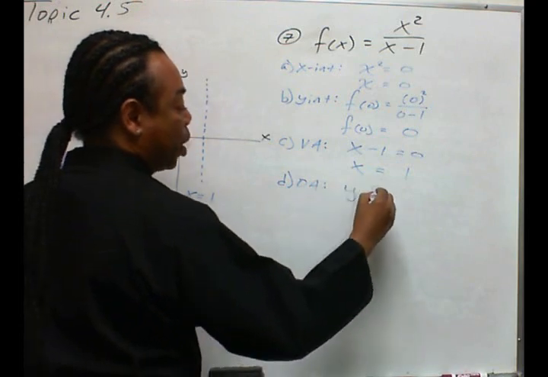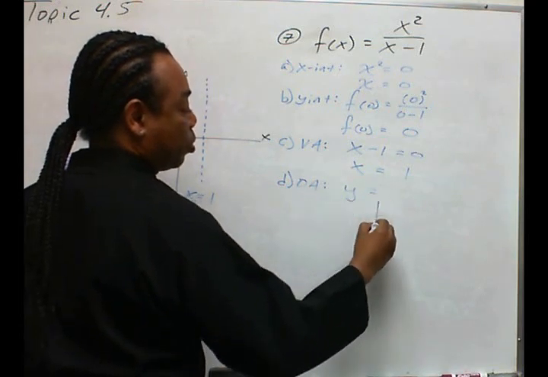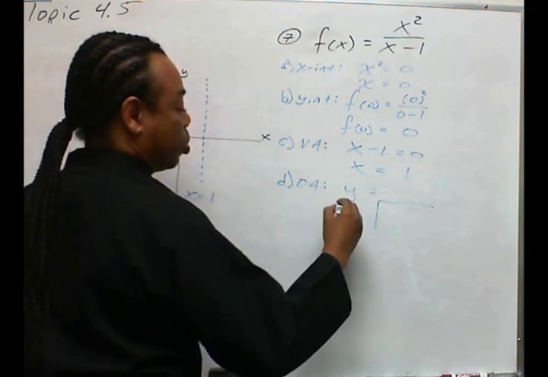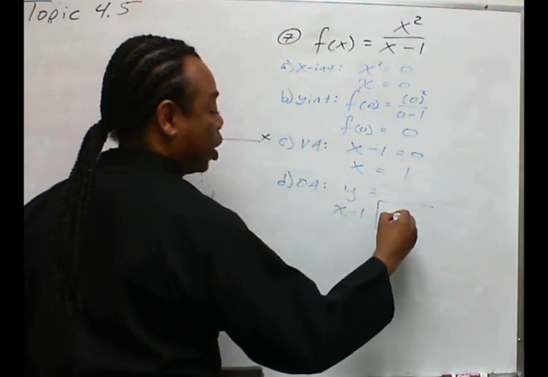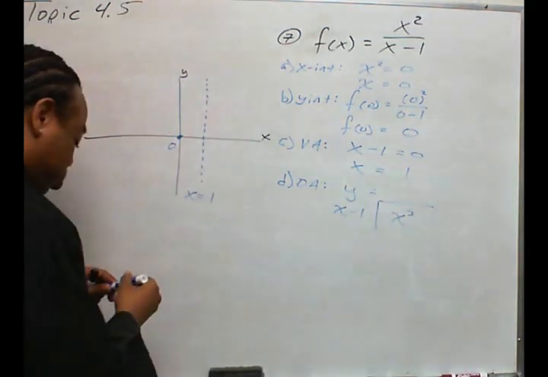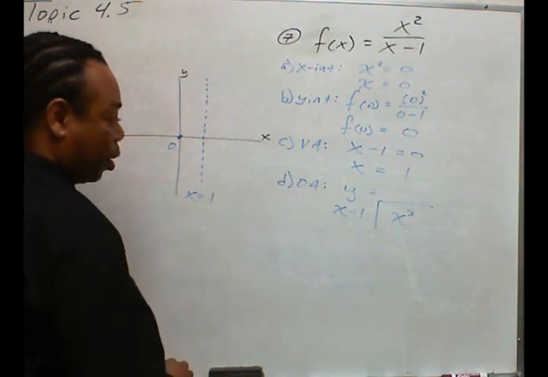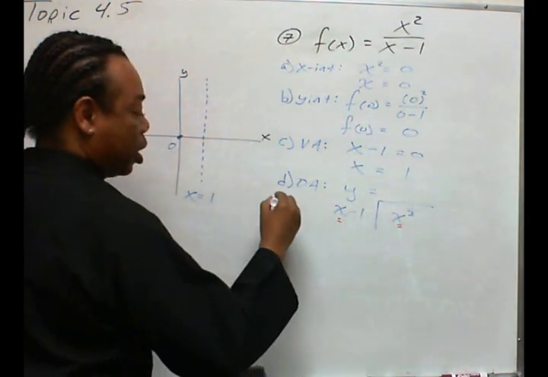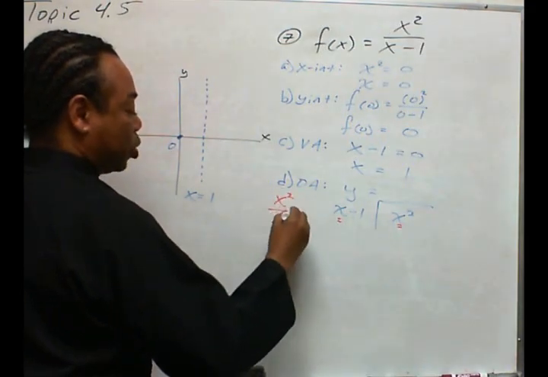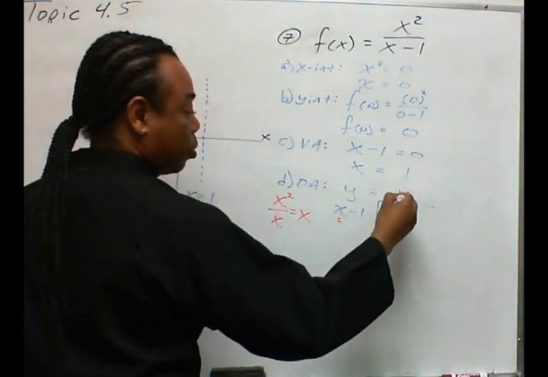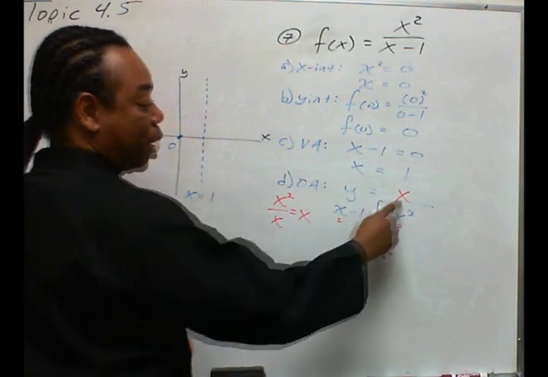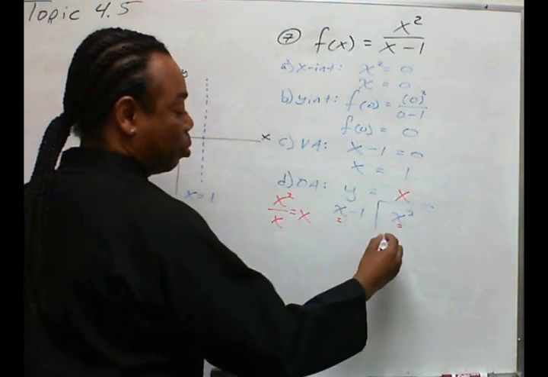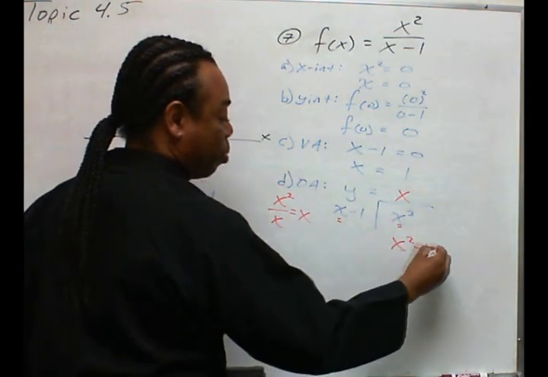We'll find those by using long division. This will be x minus 1 divided into an x squared. Okay, so let's begin by dividing x squared by x, and we'll get x here. Then I'm going to multiply the answer x times both these terms, and we'll get x squared minus x.